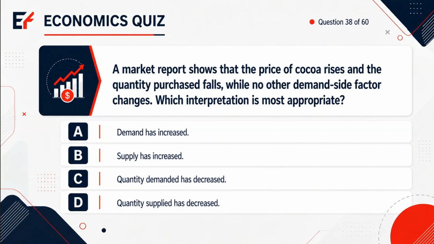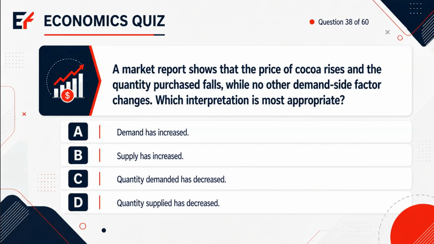Question 38. A market report shows that the price of cocoa rises and the quantity purchased falls, while no other demand-side factor changes. Which interpretation is most appropriate? A, demand has increased. B, supply has increased. C, quantity demanded has decreased. D, quantity supplied has decreased. The correct answer is C.